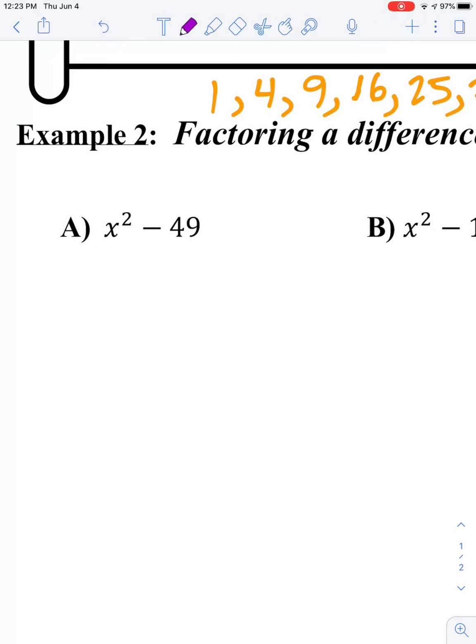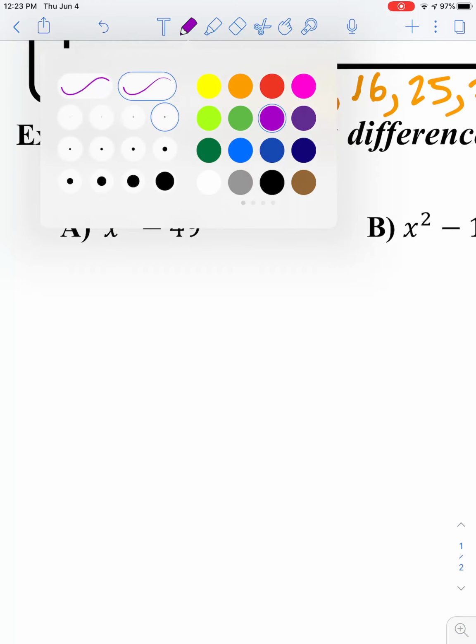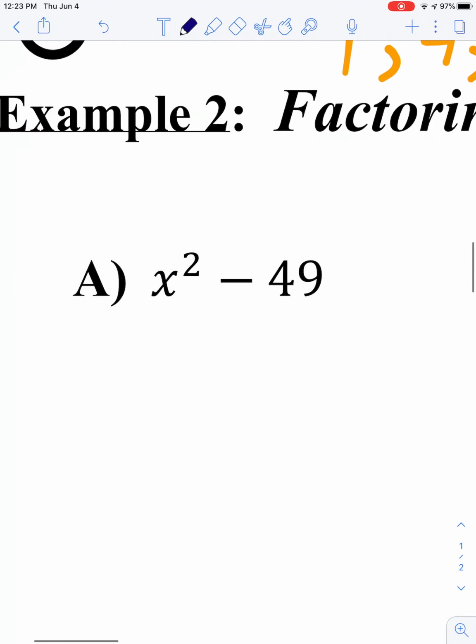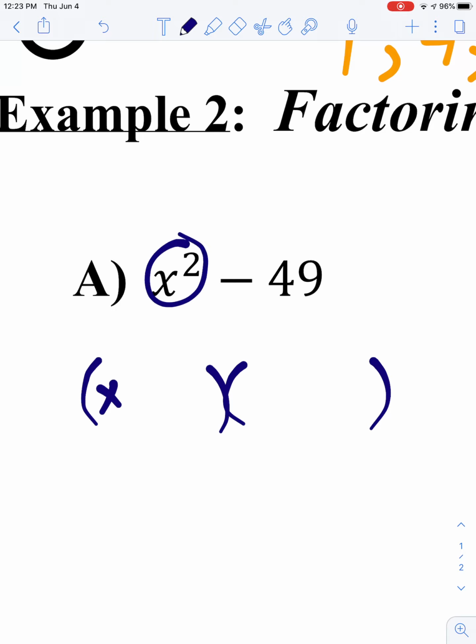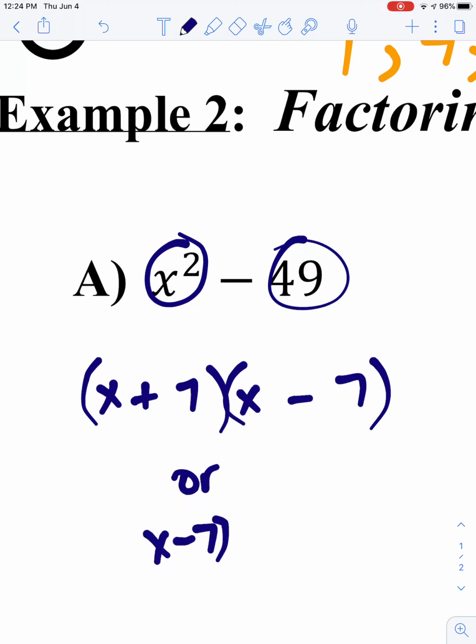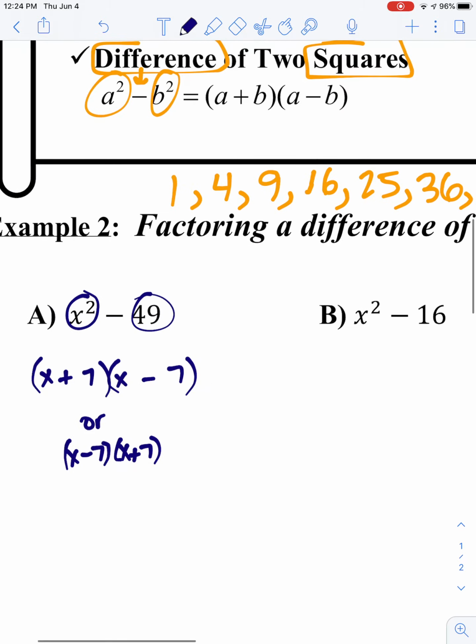All right, so once you kind of get the hang of this, it's a similar pattern each time, and these problems go pretty quickly. There's not even really any work to show. With x squared minus 49, I have a perfect square minus a perfect square. I know to get x squared, I use x, and I know to get 49, I use 7 times 7, and I put 1 plus, 1 minus. And the order of the plus and minus can go either way, so you could put x minus 7 first, and then x plus 7, same answer. Either of these would be correct.